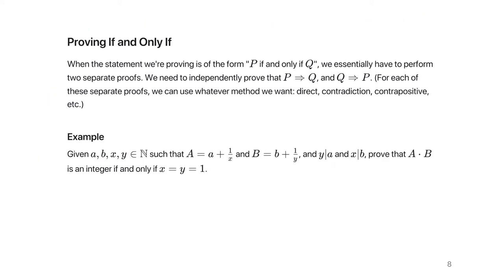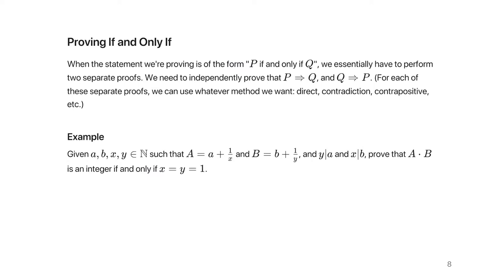Cool. And so now, to take things a little further, if we want to prove a statement of the form something if and only if something else, we essentially have to perform two separate proofs. One where we prove P implies Q, and another where we prove Q implies P. Okay? And it's important that we do both of these. And one thing you'll notice is that sometimes one direction of the proof is significantly easier than the other direction. And that's just sort of how math works.